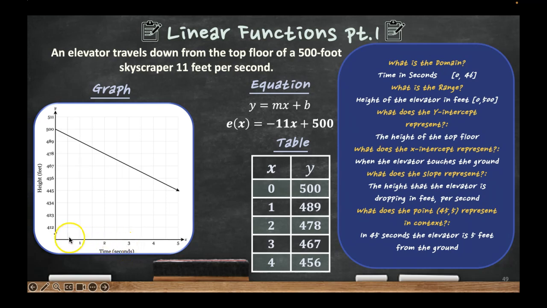45 is my x value, while 5 is my y value. So what 45 represents is 45 time in seconds, while 5 is going to be the y value, which represents height. So that says in 45 seconds, the elevator is 5 feet from the ground. That's what that means in context.